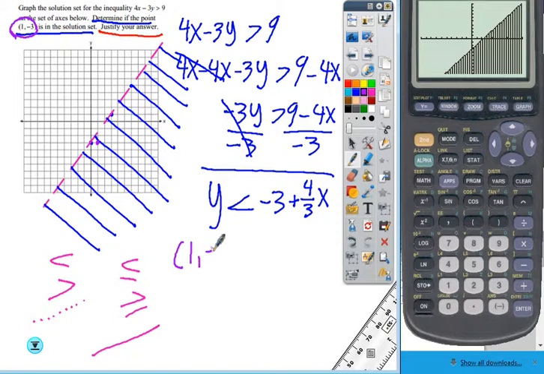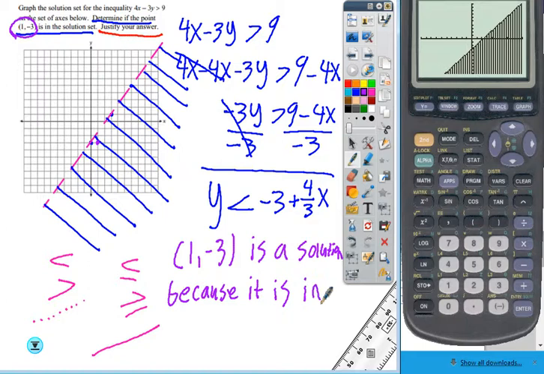(1, negative 3) is a solution because it is in the shaded region. And that is all.